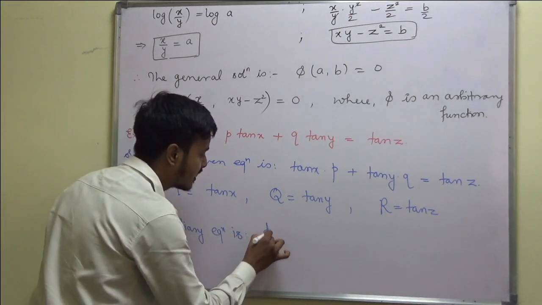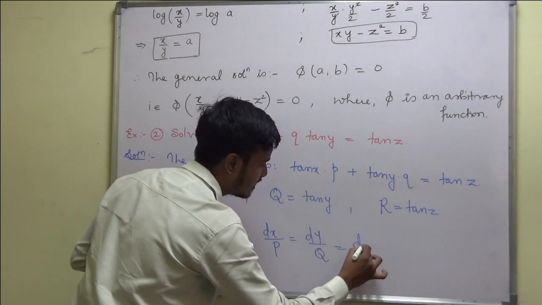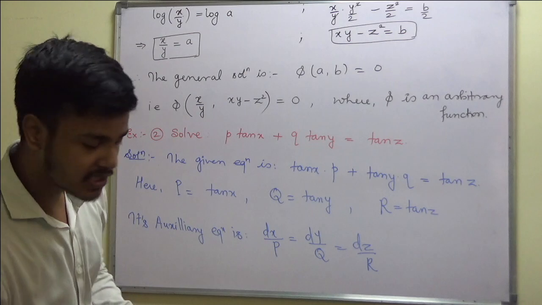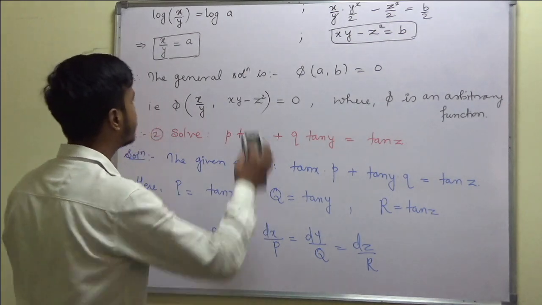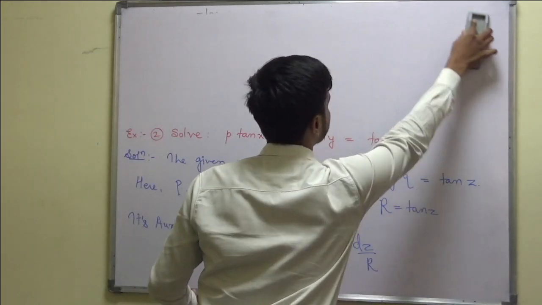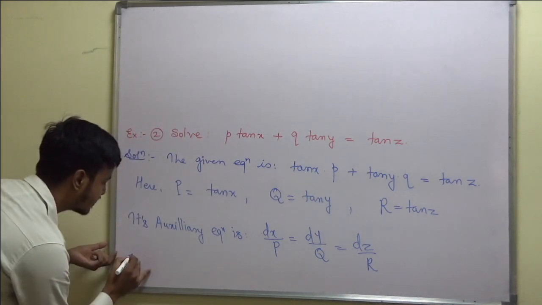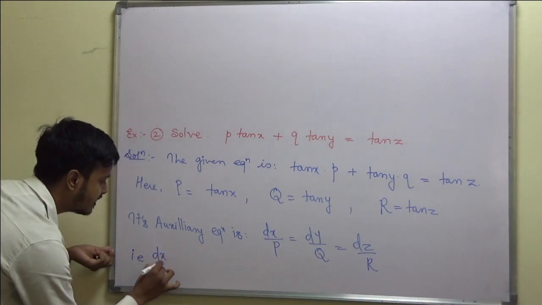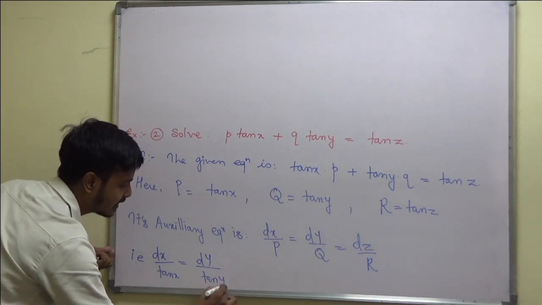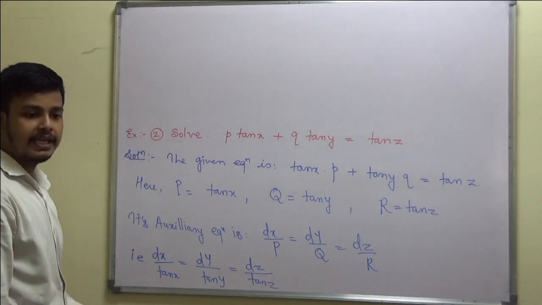dx by P, dy by Q and dz by R. Now just write down its auxiliary equation, putting the values of P, Q, R. So just substituting the values of P, Q, R, you will be getting dx by 10x, dy by 10y and dz by 10z. Okay, so we have this.